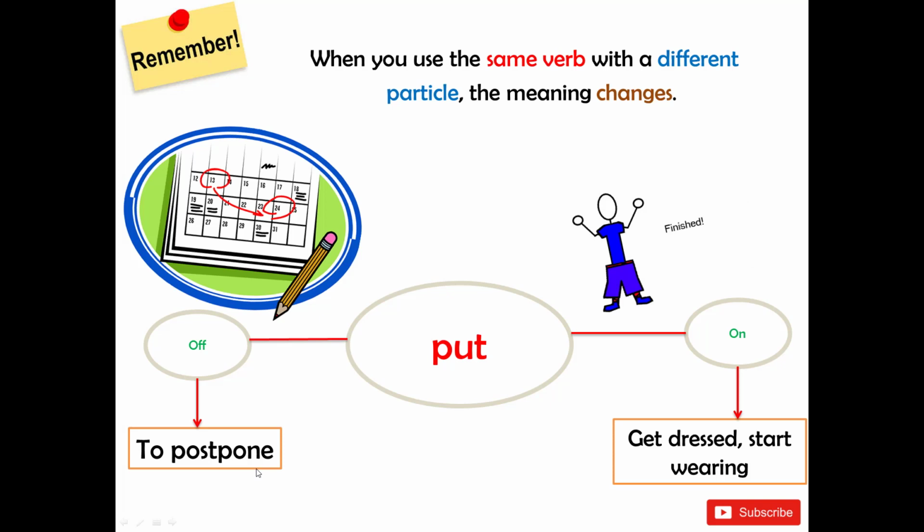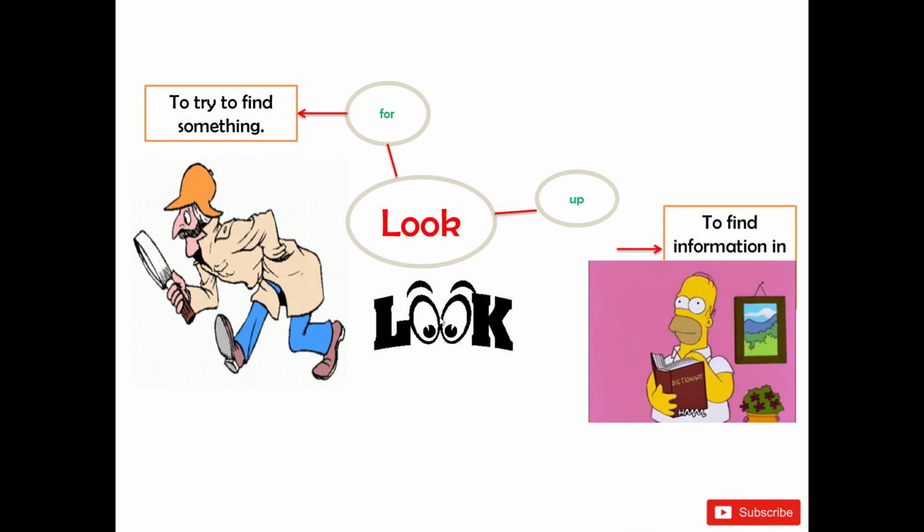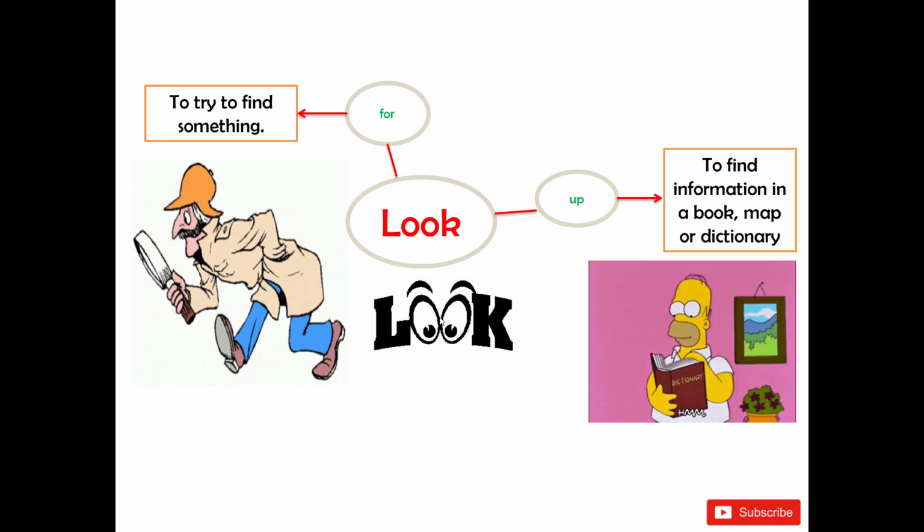In another way, you arrange it for a later time than the time you fixed or you planned before. Good. For example, look. Here, the verb we have is look. This is what we get, to look, which means to use or turn your eyes in order to see something or someone. But if it is used with for, we get look for, which means to try to find something. And if it is used with up, it gets another meaning, which means to find information in a book, a map, or a dictionary.